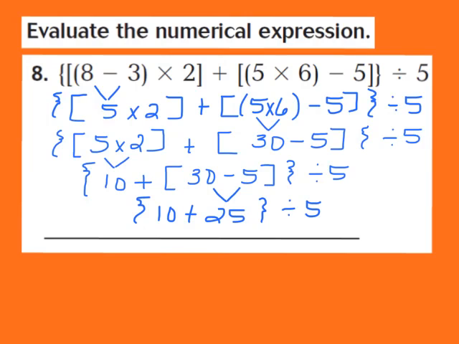Well, I've now taken care of what's inside the parentheses, and I've now taken care of what's inside the brackets, so I'm now going to focus on what's inside the braces. So I'm next going to add my 10 and my 25 together, and when I do that, 10 plus 25 is going to give me 35. Well, I'm now going to go ahead and rewrite the rest of my problem, and we're now just left with that divided by 5. Well, I see that division is my only operation left, so I'm now going to go ahead and divide 35 by 5, and that's going to take me to a 7. And I have now evaluated that numerical expression.